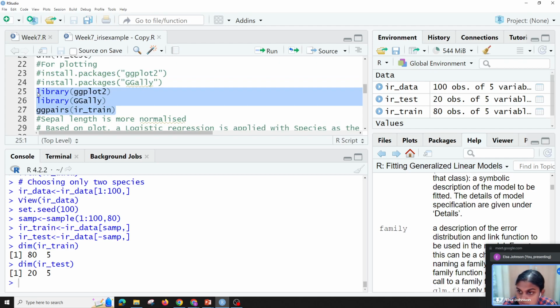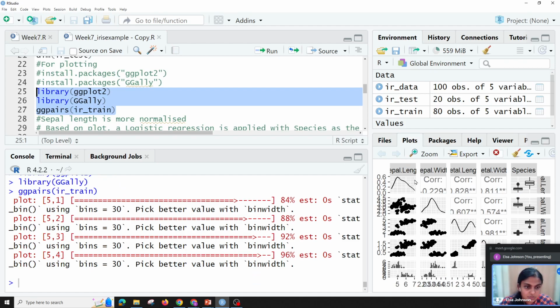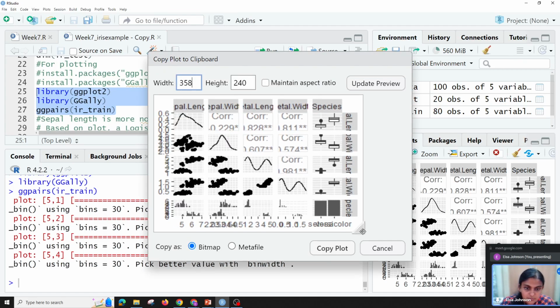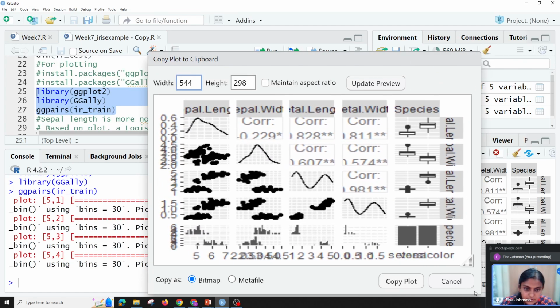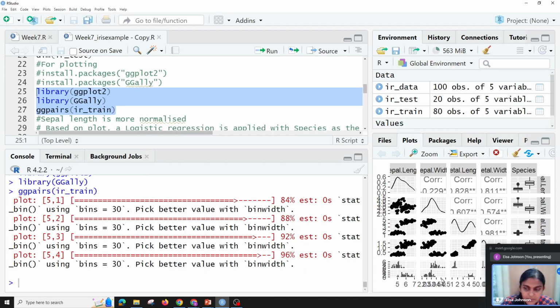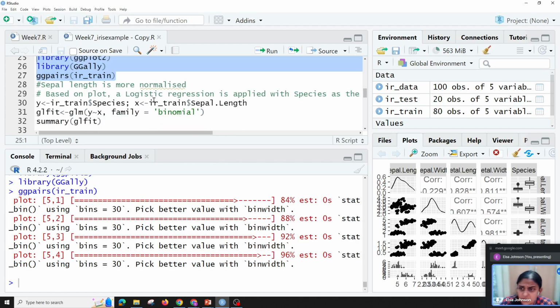And when you see the GG pairs, earlier also we have seen, but right now there are only 2 classes. You can see here, there are only 2 classes, setosa and versicolor, present. And with these 2 readings, how is the relationship? Okay, now you can see the sepal length is more normalized. Then based on the plot, we are applying the logistic regression.